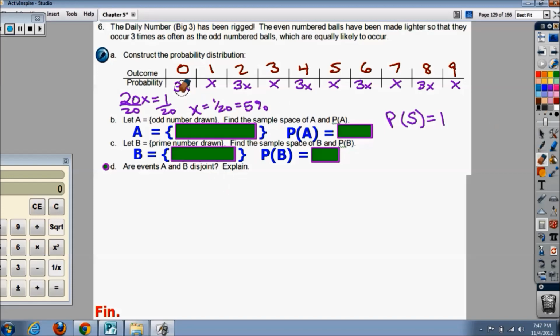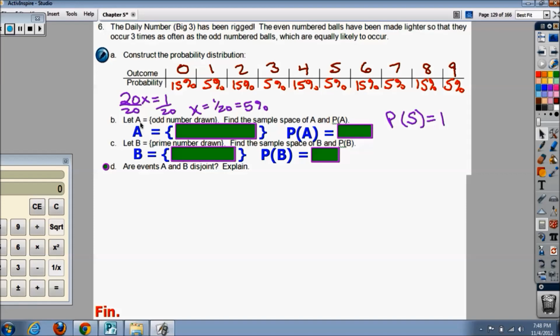So now let's go back up here. So all my x's, all my odd numbers, have a 5% chance occurring. And all my even numbers are 3 times that much, which is 15%. And if you added up all those 15s and all those 5s, all the 15s are going to add up to be 75, and all the 5s are going to add up to be 25, and 75 and 25 makes 100%.